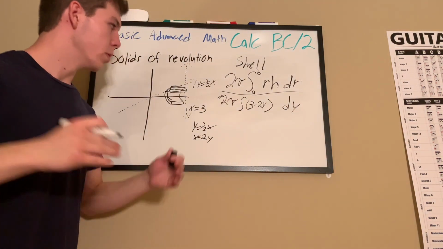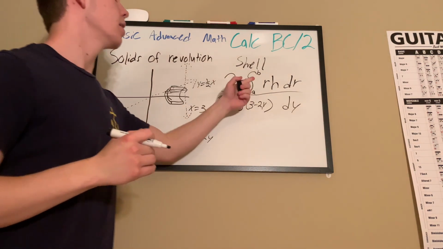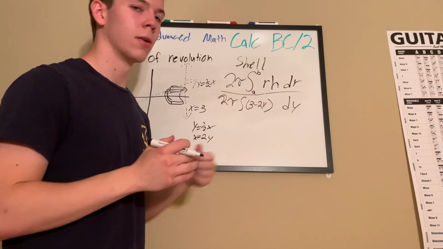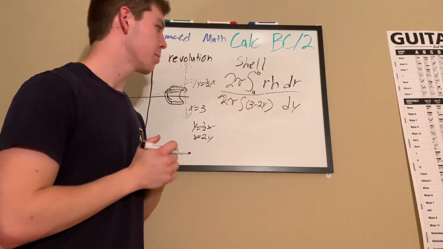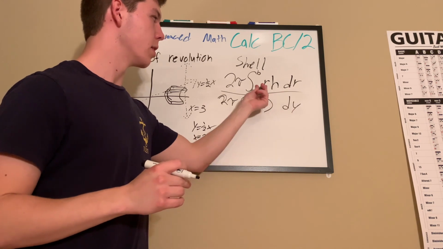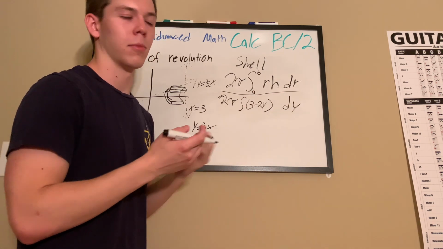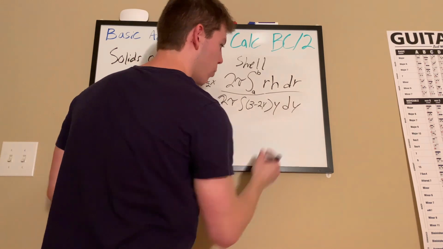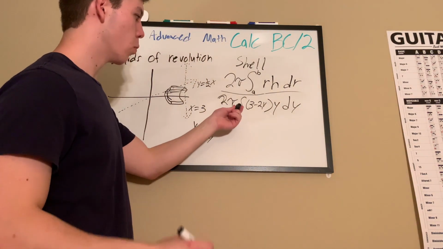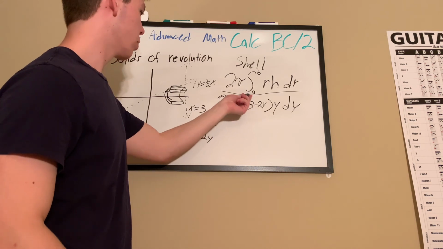What's next? We are going to find out the radius. We have dr, we have r. It's the easiest part of this equation by far. What's dr? dy. What is r? y. That's literally it. We throw y right there. The only thing we have left is to find where the equation starts and where it stops.